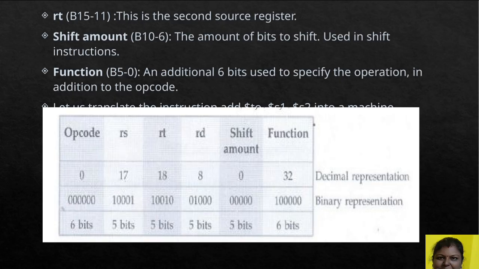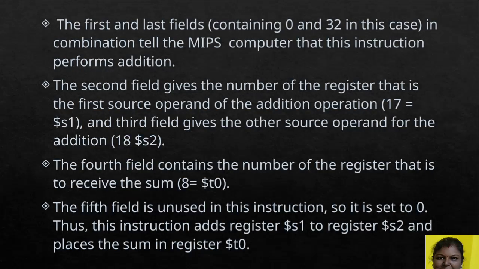Let's break down how this MIPS instruction tells the computer to add 2 numbers. The first and last fields, 0 and 32 here, signal that this is an addition operation. The second field points to the first source register, S1, and the third points to the second source, S2. The fourth field is where the result goes, into register T0. The fifth field isn't used, so it's just 0. Put it all together, and this instruction adds S1 and S2, then stores the sum in T0.